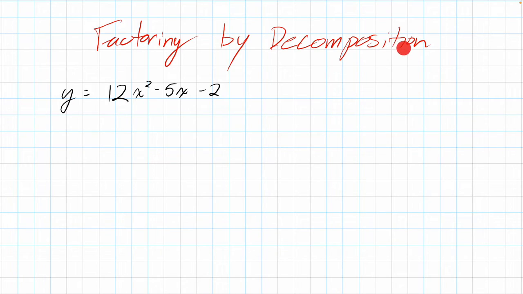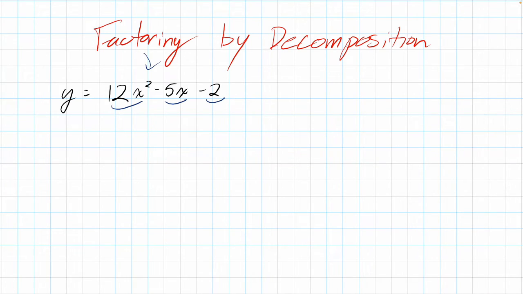Factoring by decomposition here. So what we have here is a trinomial. A trinomial is something where you have three terms. If you remember when we talked about common factoring, when you have an addition or subtraction sign in between numbers and variables, they separate terms. So in order to use decomposition, we use it with a trinomial, and this happens to be a quadratic.